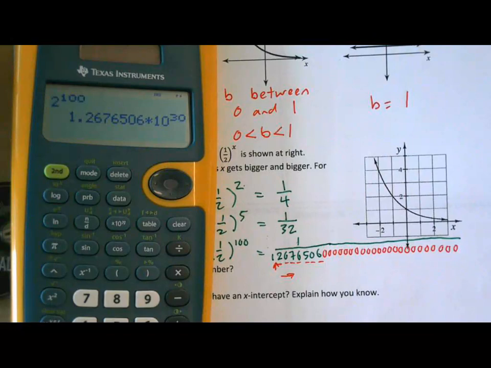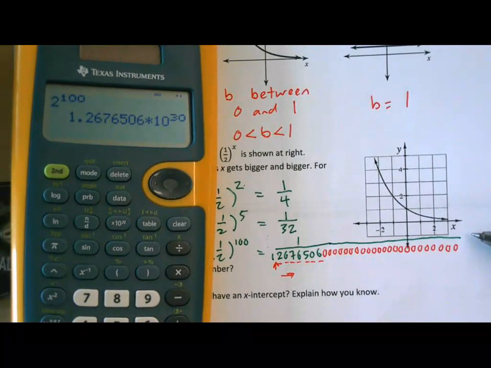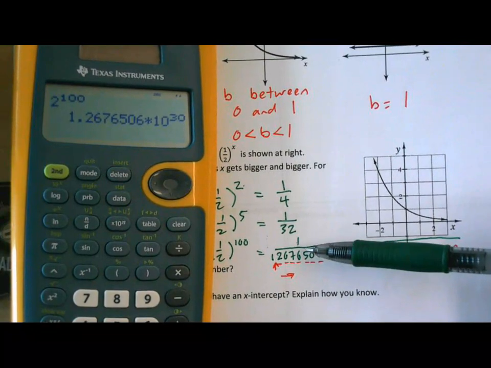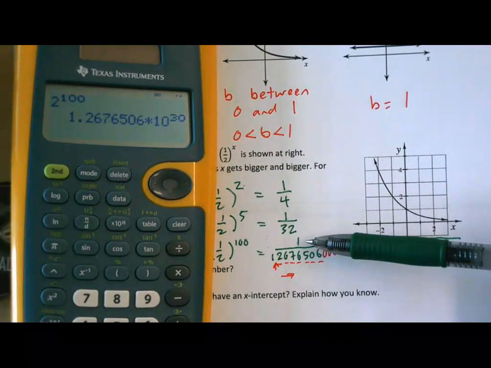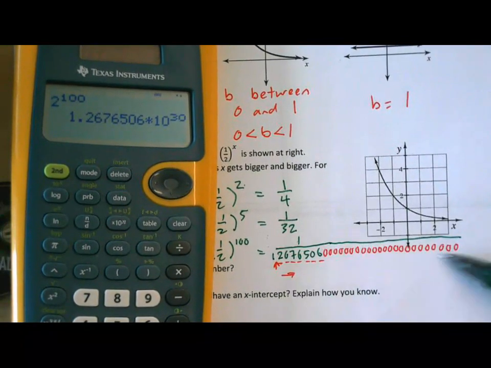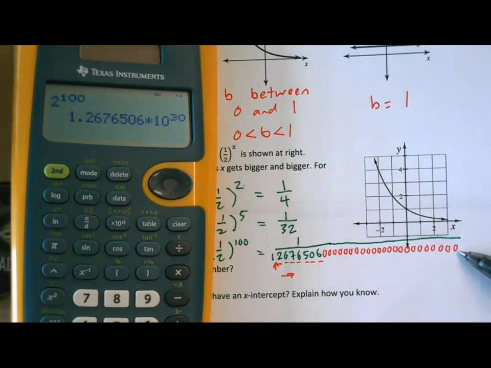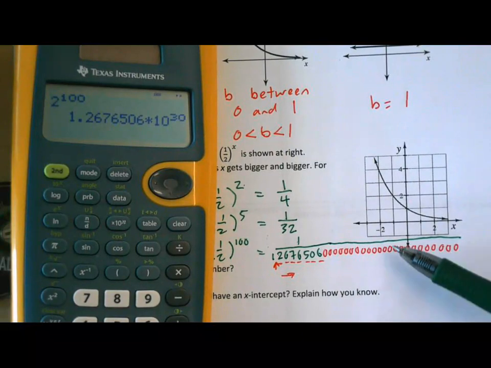I got a question for you. Is this fraction a really big number or a really small number? If I take one cookie and I divide it up into this many equal pieces, are those pieces going to be really huge or really, really, really tiny? Very tiny, right? So this number is really small.